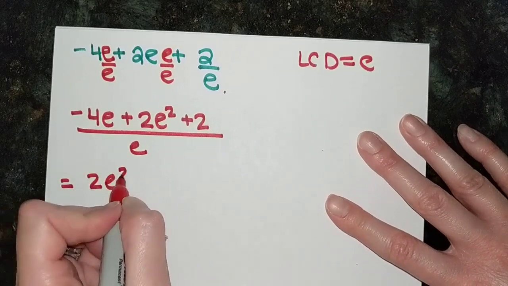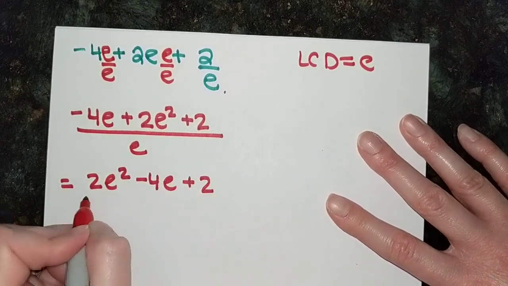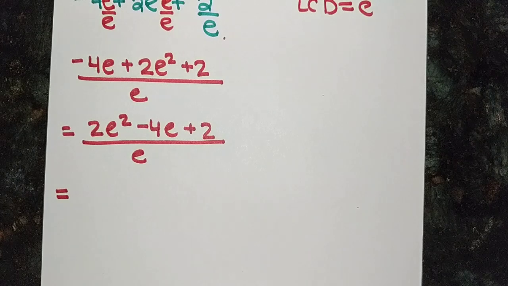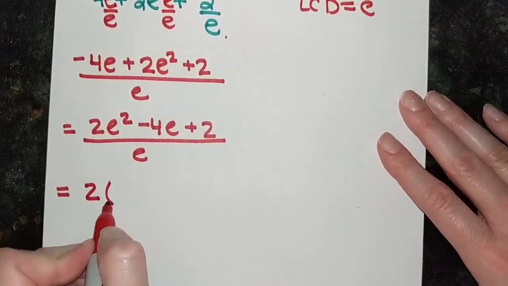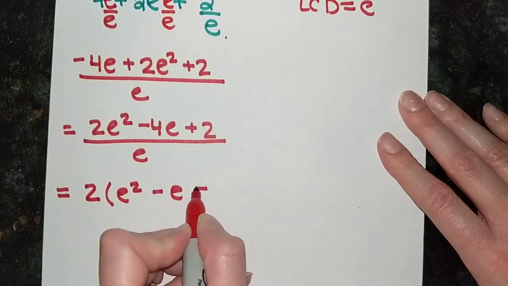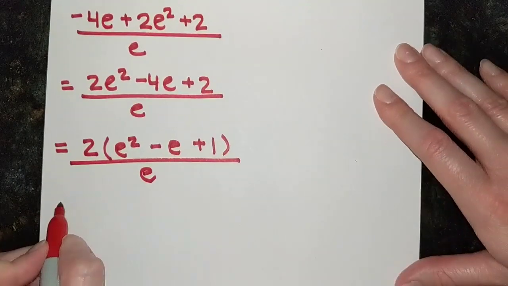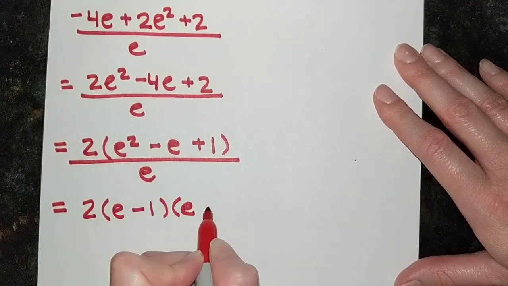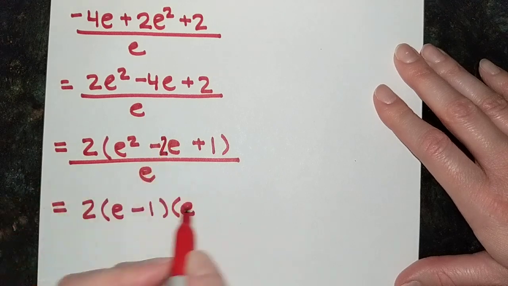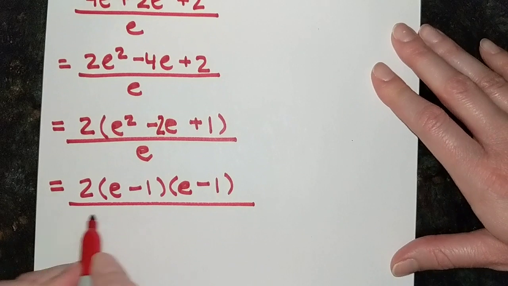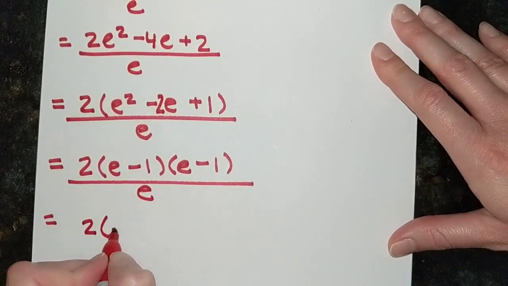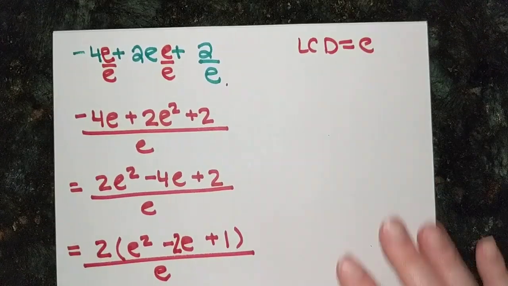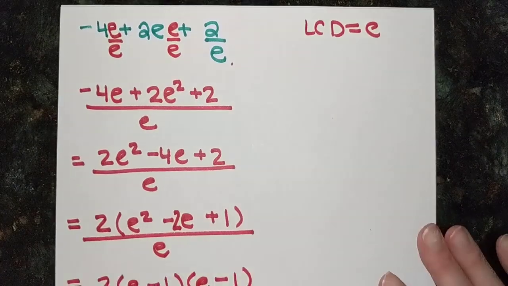And then rearranging, you have 2e squared minus 4e plus 2 over e. And this is also a perfect square trinomial. And because it's a perfect square trinomial, even before that, you could just take out a 2. And then you'd have e squared minus 2e plus 1 over e. And then you can factor this and say, okay, this is going to be e minus 1, and then e minus 1, over e. And then that will give you 2 times e minus 1 quantity squared over e. But all of this work here about getting the common denominator and factoring it, you do not need to really do in order for it to be okay.